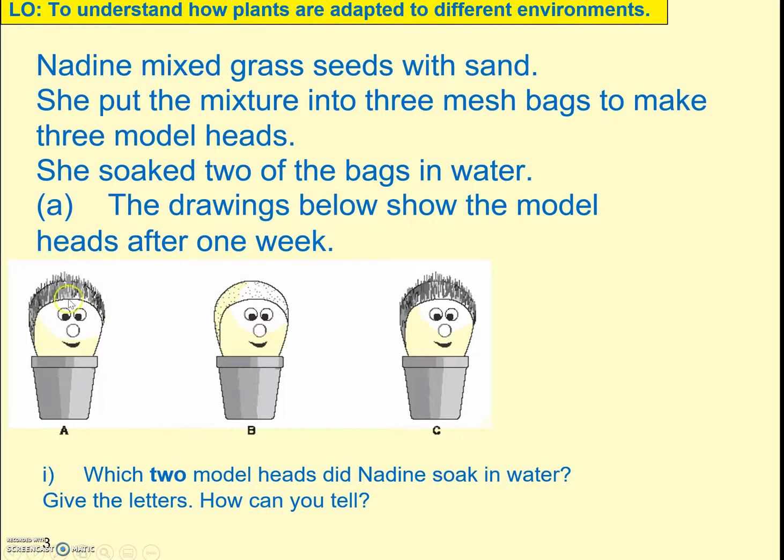Well done, Year 7, if you chose A and C. That is because water serves as a raw material for various chemical processes in the plant, including photosynthesis. The growth of plants is dramatically affected by the timing and the amount of water applied.